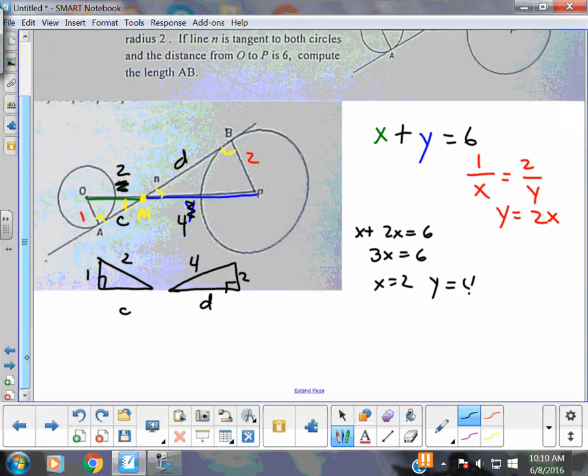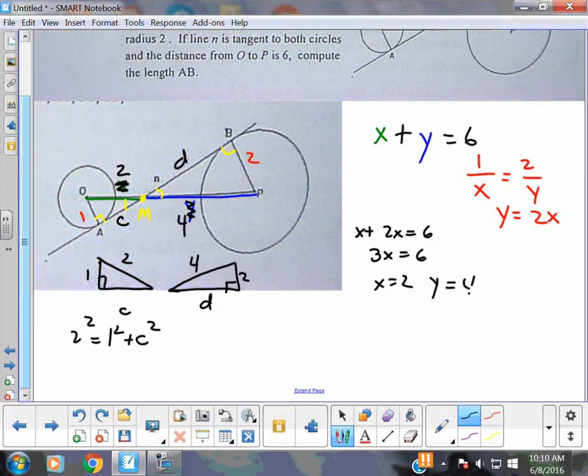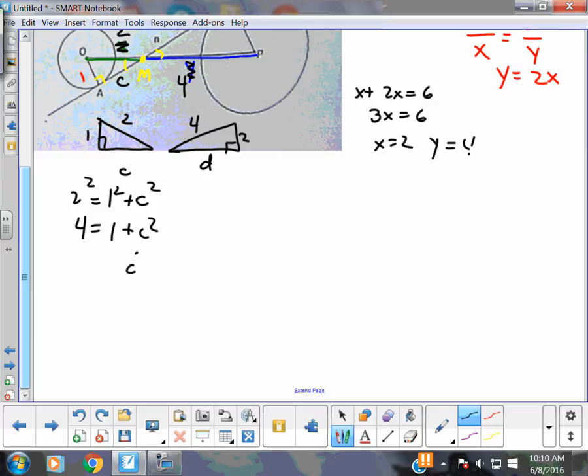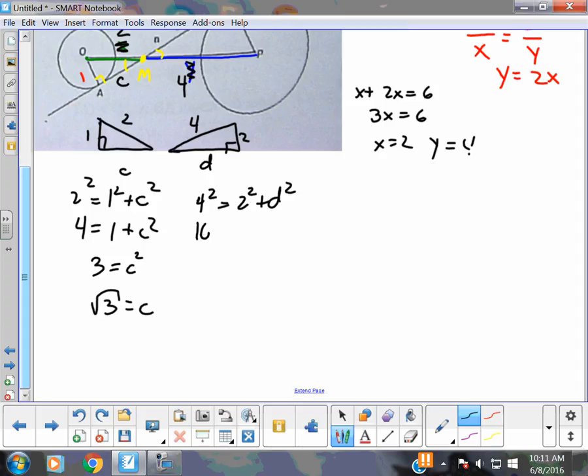Alright, so now I got to figure out C and D. 2 squared equals 1 squared plus C squared. This is a 30, 60, 90. But at this point, that's not that important. So I get C squared equals 3. I get square root of 3 for C. And two ways to do this. You should know that the ratio is 2 to 1. But you can also do Pythagorean theorem the way we were doing it. Often students get locked into a way. I think you just got to finish.